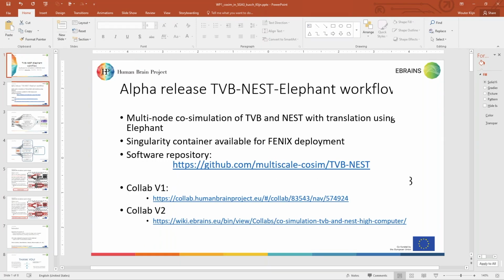Good, that's good. Last week we had the alpha release of our software done by Lionel, a lot of hard work that shows this working. It's deployed using a Singularity container, or obviously you can install it yourself. And we have information available on the Colab version 1 and 2, and all the software is downloadable from GitHub.